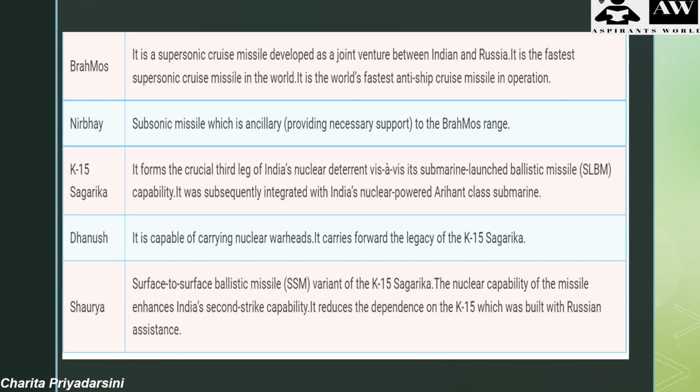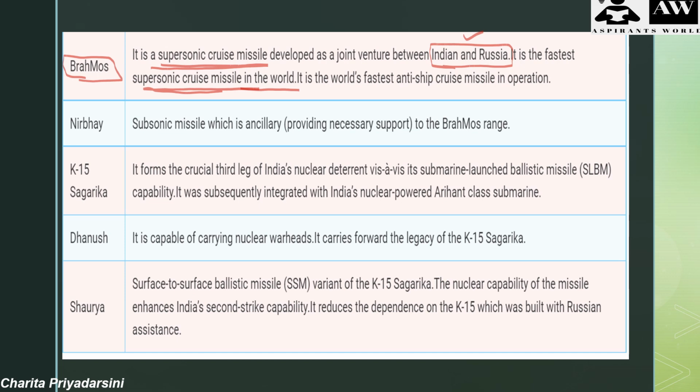And what are the others? The BrahMos. The BrahMos missile, as I have discussed earlier also, is a supersonic cruise missile. Very important. It was developed as a joint venture between India and Russia, and it is the fastest supersonic cruise missile in the world itself. The BrahMos is very important from the exam point of view.